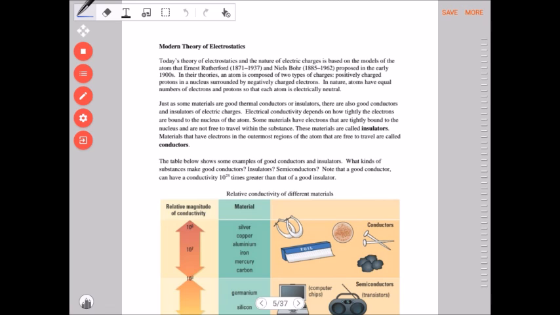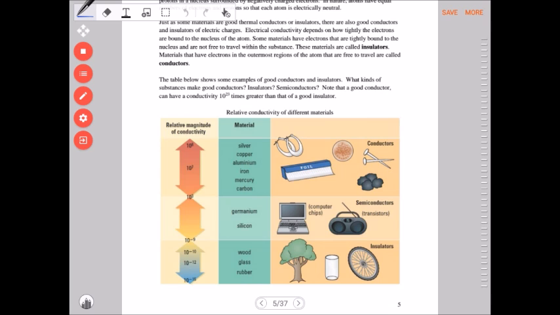So the table below shows some examples of good conductors and insulators. Let's think about this for a sec. What kind of substances make good conductors? What about good insulators? What about these things called semiconductors? From the table, note that a good conductor can have a conductivity 10 to the 23 times greater than that of a good insulator.